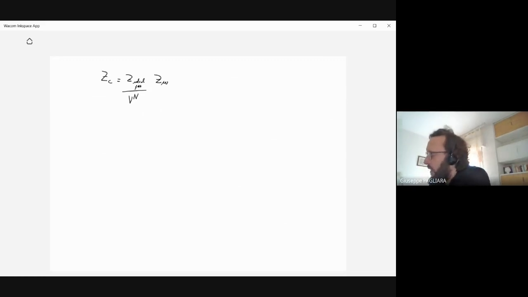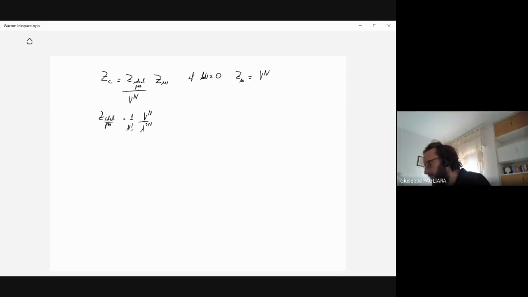Indeed, if the function u is equal to 0, the Z of U for what we have written before is just V to the power of N. And therefore, we get that in this case, the canonical partition function is just the one of the ideal gas, where the one of the ideal gas, I remind you, was 1 divided by N factorial, V to the power of N and lambda to the power of 3N, where lambda is the de Broglie wavelength.